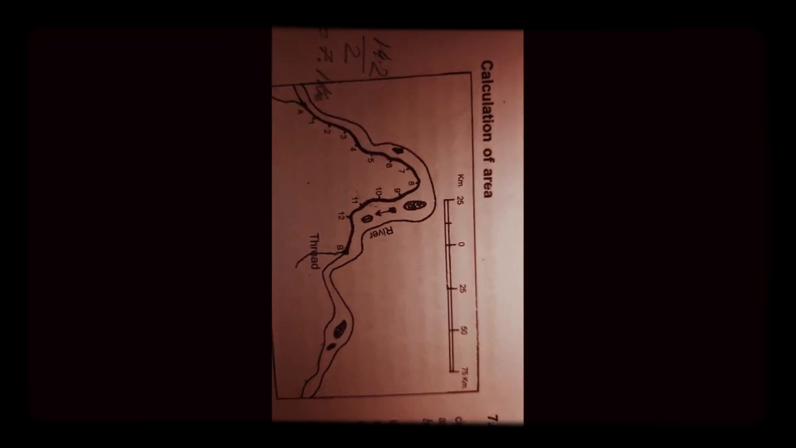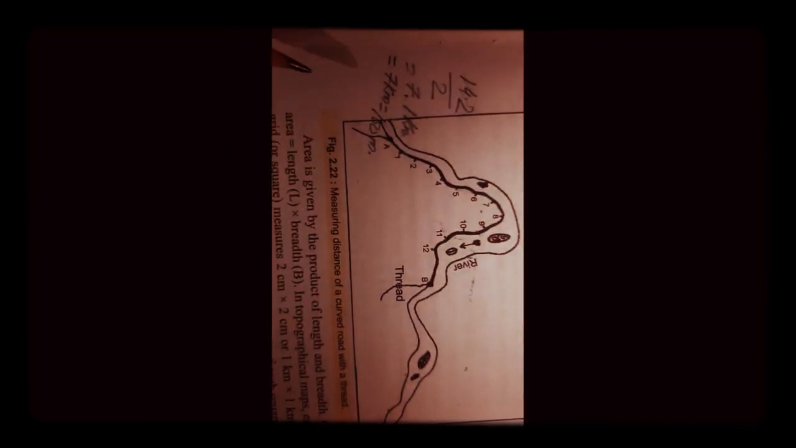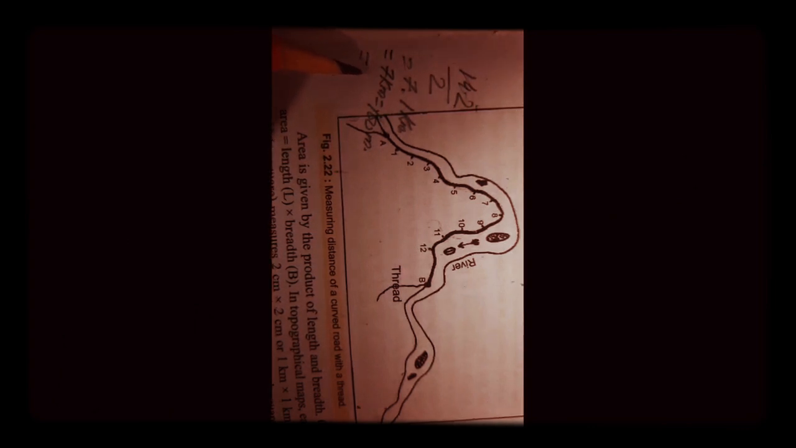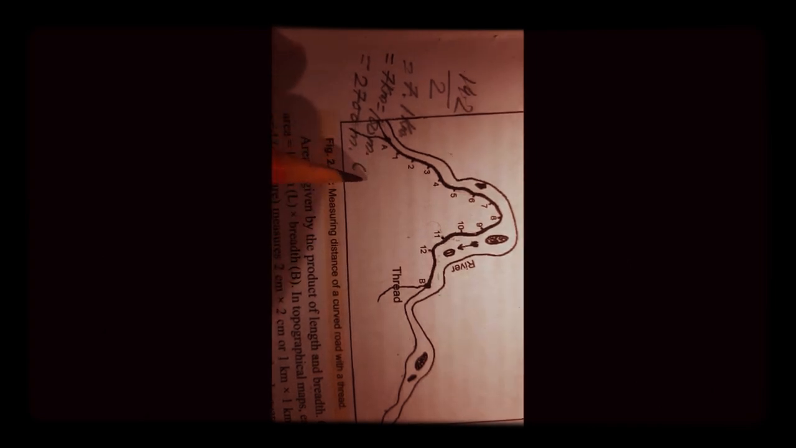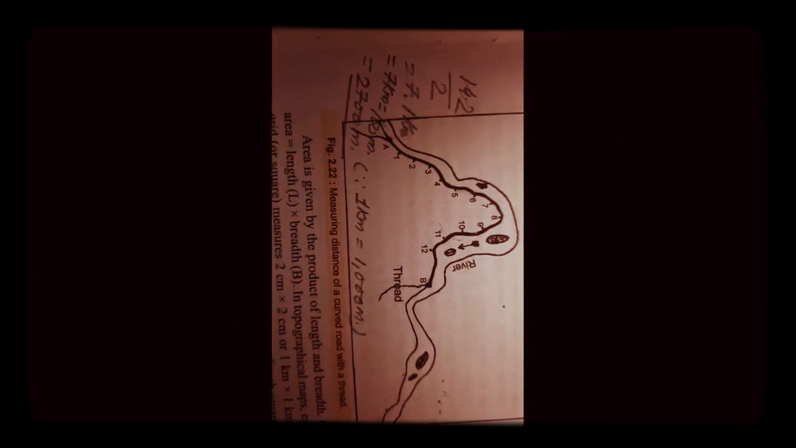7.1 kilometer. But if the question asks to find the answer in kilometer and meter, then 7 kilometer 100 meter. If the question asks to find the answer entirely in meters, then that is 7100 meter. Since 1 kilometer represents 1000 meter, it is 7100 meter. So in this way we can find out indirect distance.